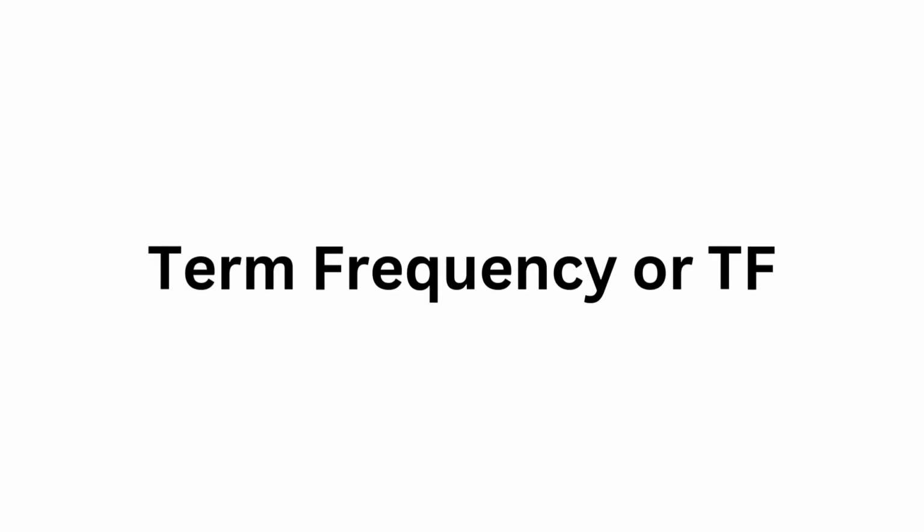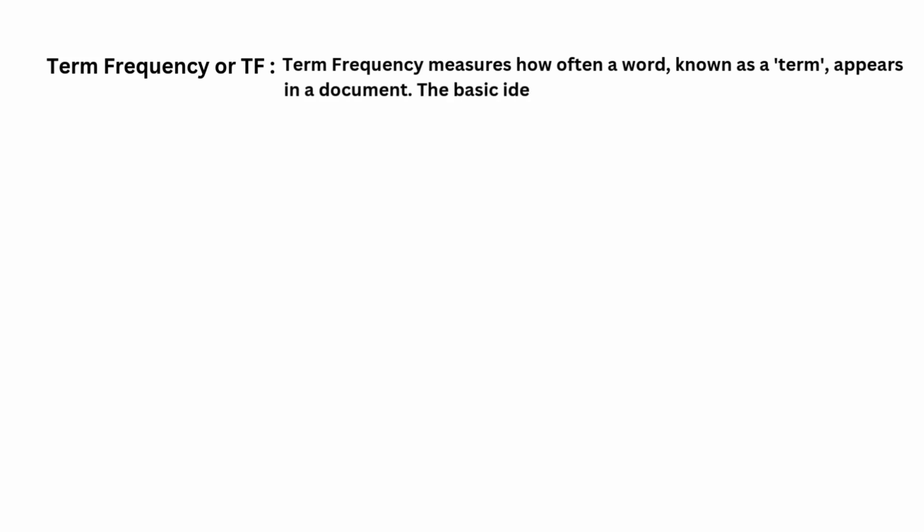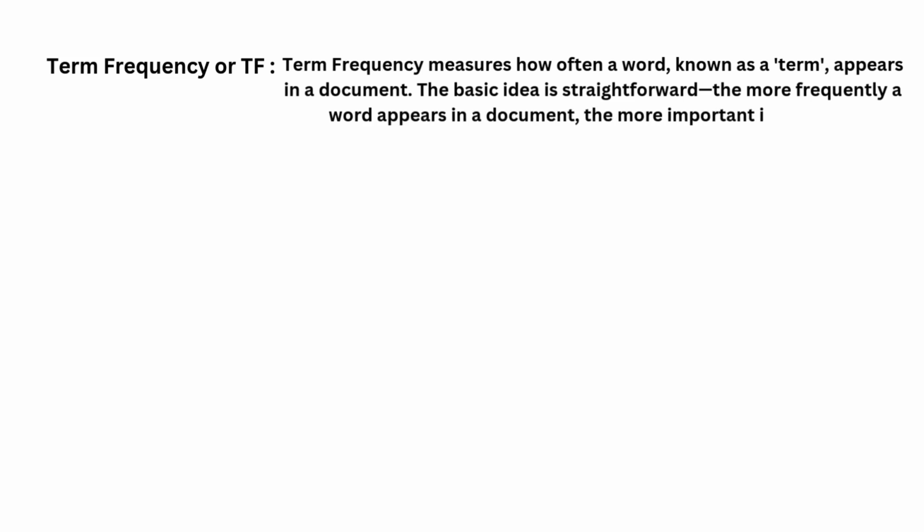Let's start with the first part, term frequency or TF. Term frequency measures how often a word, known as a term, appears in a document. The basic idea is straightforward. The more frequently a word appears in a document, the more important it might be.